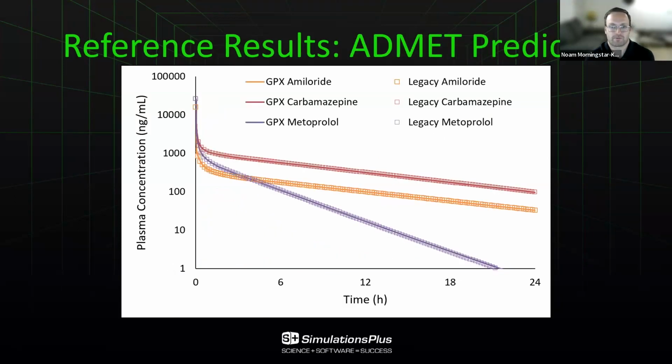Another example, this is one of the tests from ADMET Predictor for the PBPK ADMET Predictor import. There are actually 21 compounds done in this test, but just for visual clarity, I only chose to show 3. And we can see the same thing where the GPX results match pretty much perfectly with the legacy results.